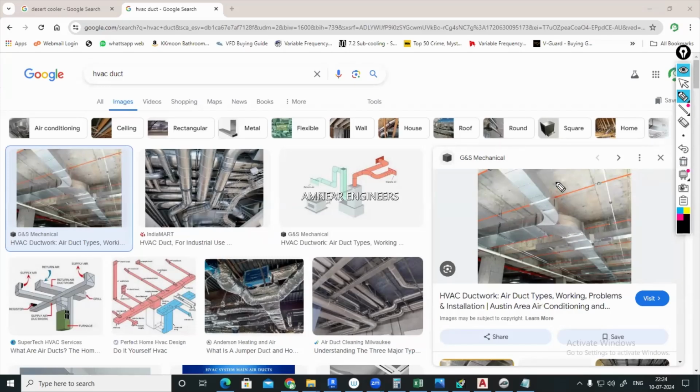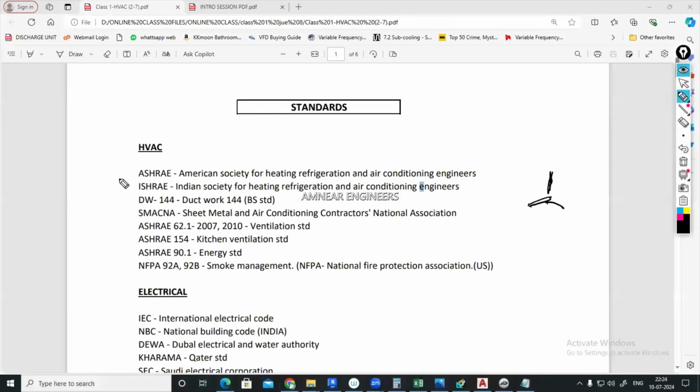Distance between the supports. What should be the diameter of the rod that we are using to provide the support? What type of support we have to use there? Whether that is a stirrup, or a bar, or an angle, all these construction data we are taking from these two standards only. DW is a BS standard. SMACNA is a USA standard. Duct Work 144, it's a British standard.